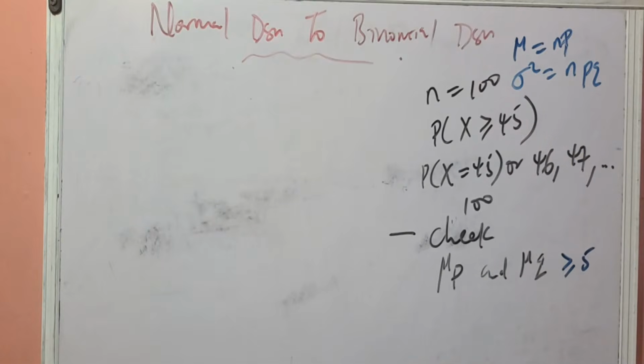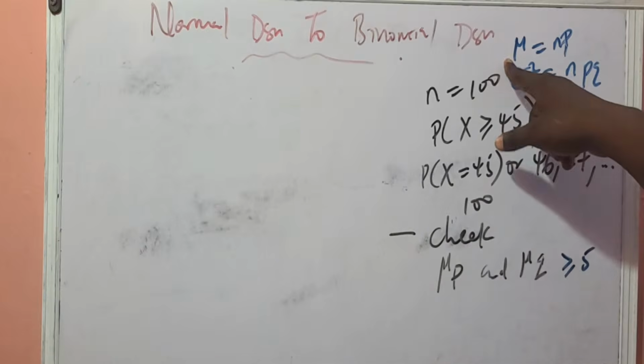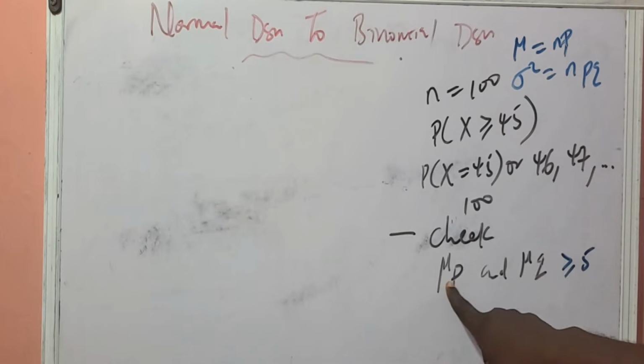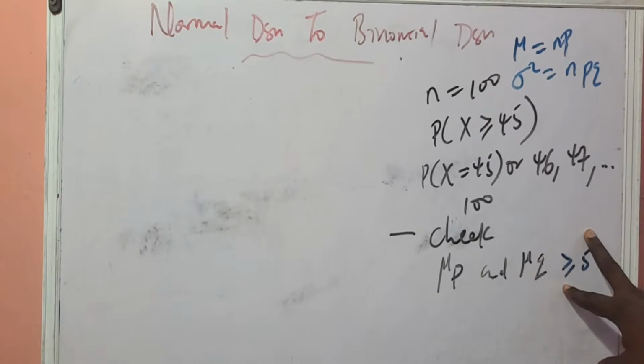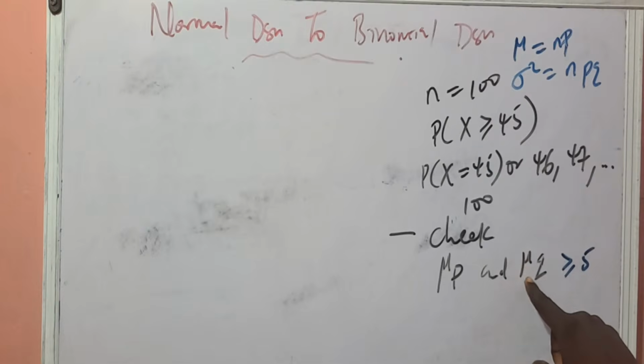Now, when you do this, you will find your mean, multiply it with the probability of success. If the answer you got is greater than or equal to 5, and you do the same for the other side, then that means this is very much ideal to solve using the normal distribution. So that's the very first step.